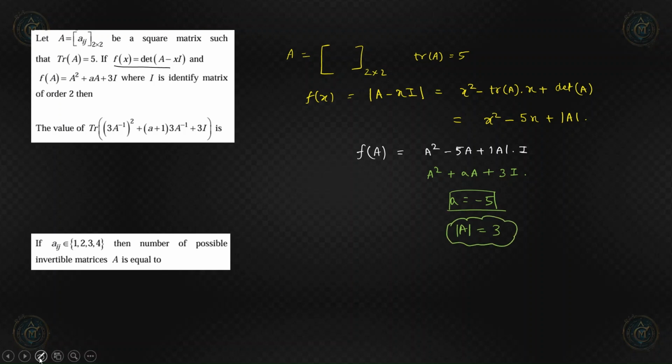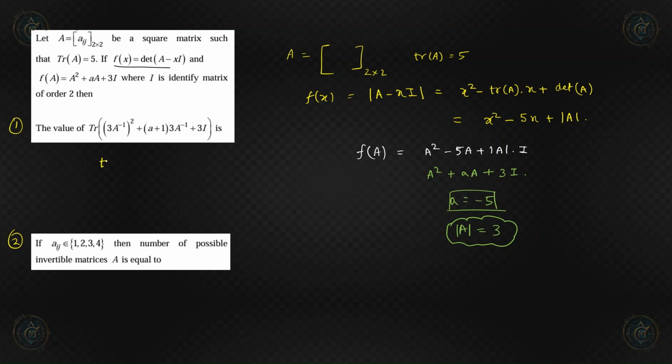So then we have to find this information. This is question number 1 based on this paragraph, and this is question number 2. Let's solve these questions one by one. The first question is asking the value of the trace of this matrix. First of all, we know trace can be distributed over addition or subtraction, right?